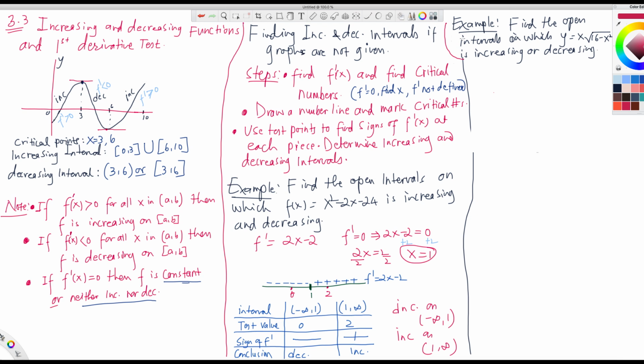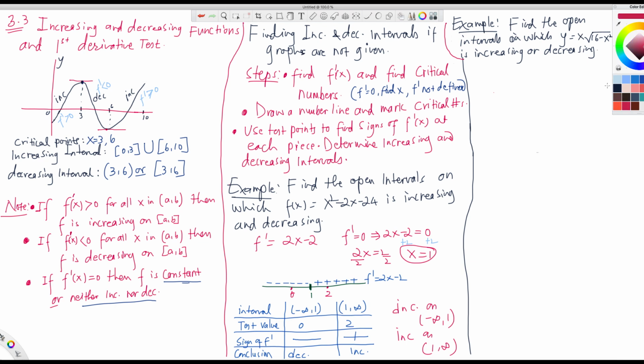So let us do another example. Find the open interval on which y equals x times the root of 16 minus x squared is increasing or decreasing. You know the domain of this function is not all real numbers, because there is a root, so there are only certain values of x that make the quantity under the root positive. The other values of x will give you negative. So let's find out the domain first.